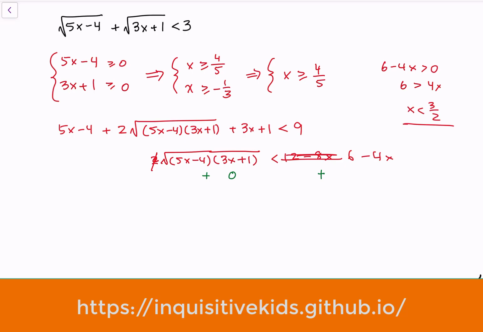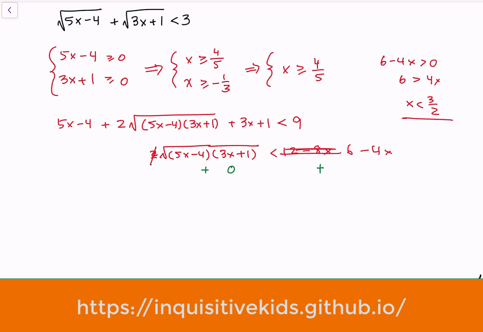Now, since we got our new restriction down, we can go ahead and square both sides. And let's expand the left side. We get 15x squared minus 12x plus 5x minus 4 is less than, the right side becomes 36 minus 48x plus 16x squared. And let's move all the terms to the right side of the inequality.